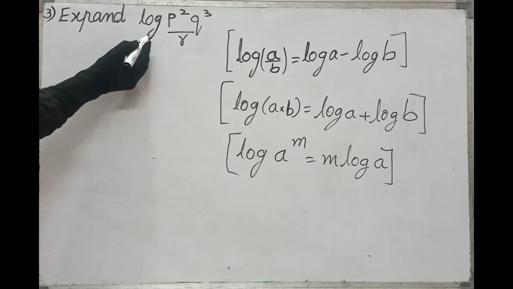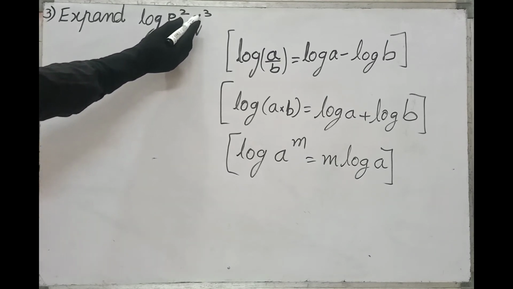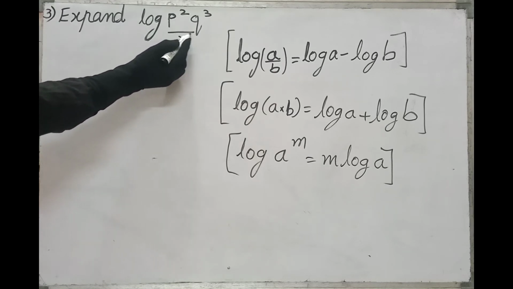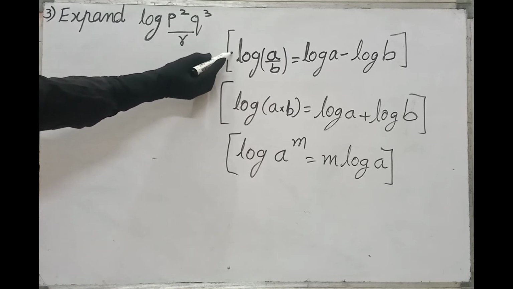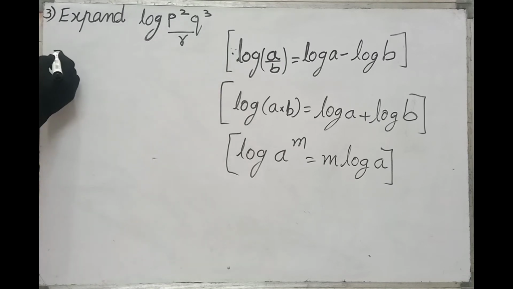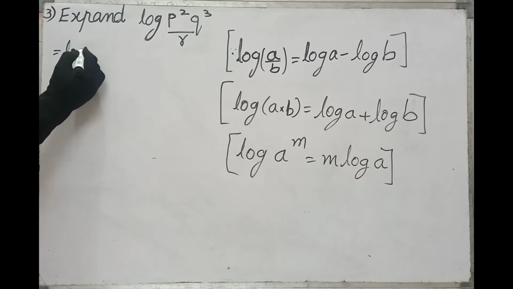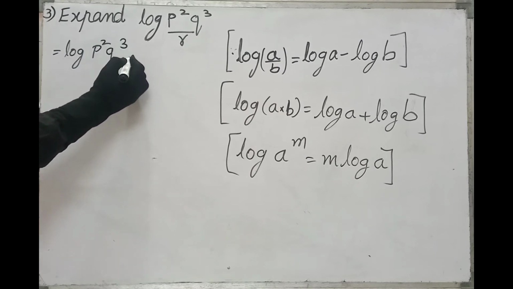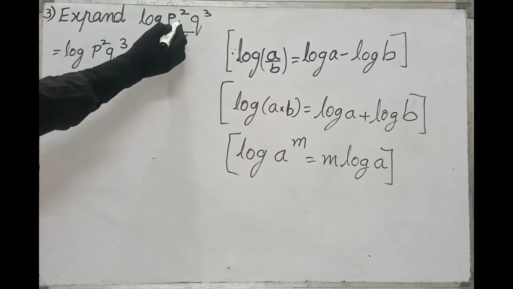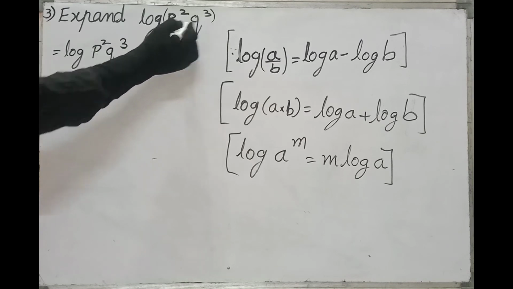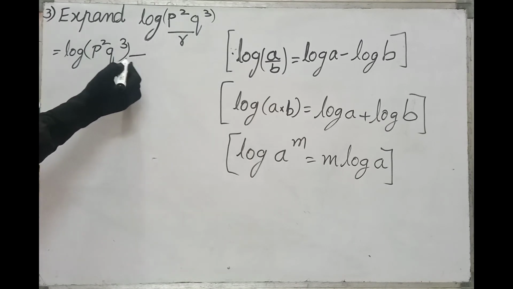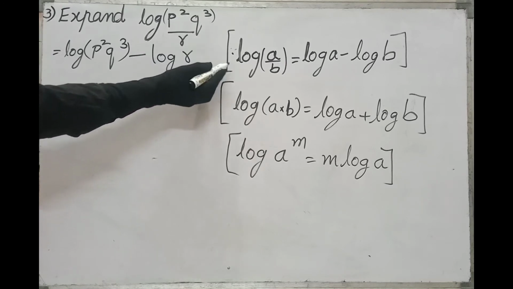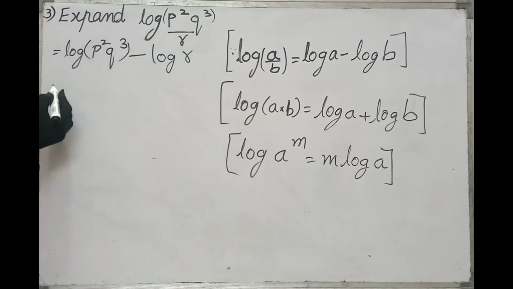Here it is given as log p square into q cube by r. First of all, it is of the form log a by b. So I'll use this formula. Okay, so it is equal to log p square q cube minus, in place of a we are having this whole term. So I wrote this term here, minus log r. In place of b we are having r. So I wrote r here.